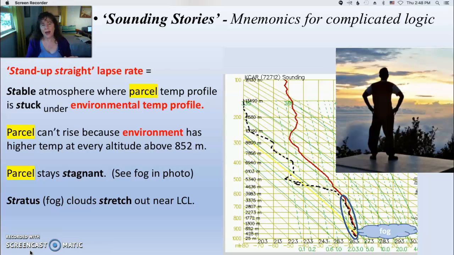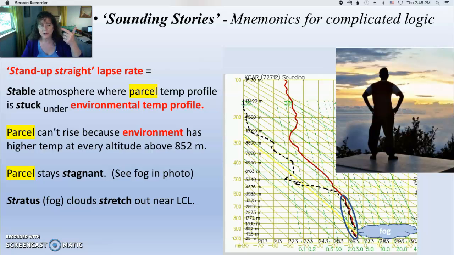And in doing that, let's go back to our sounding stories and our stand-up straight lapse rate story, which was about the meteorologist who gets up in the morning and it's cold out there, and he notices that there's a thick layer of fog under his area. Tells you a lot right there. Tells you that it's the morning, that it's cold, that he is on top of the hillside, so probably that parcel was lifted by topographical lift, and it's settled down without rising.